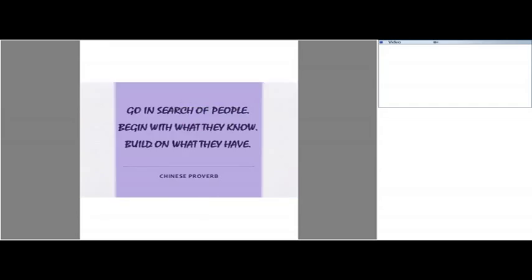Okay. So, kind of an old health education adage, but one that I think fits very well in this whole issue of engagement, is that if we're really trying to reach people and bring them along in community building, we need to do what this proverb says, which is basically go in search of people, begin with what they know, and build on what they have. And that's exactly what we're trying to do in our coalition work.